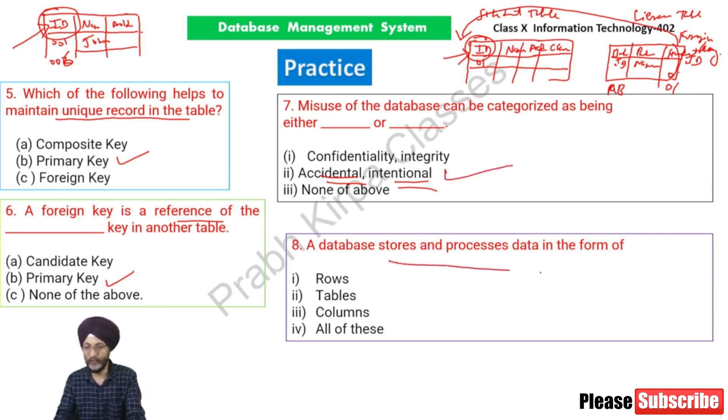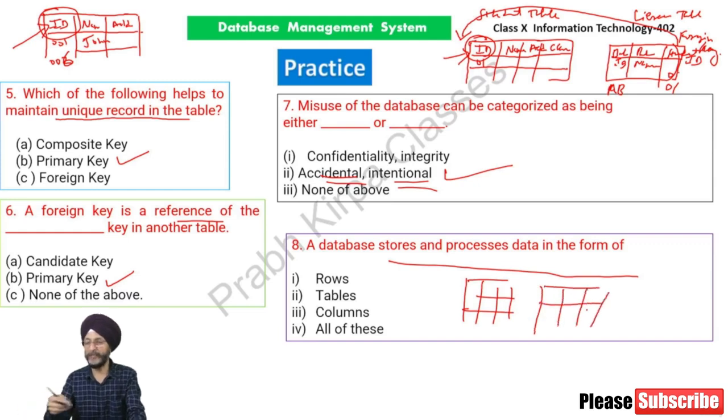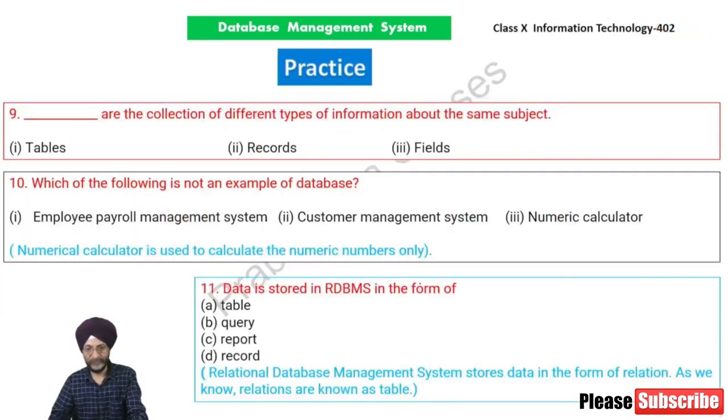A database stores and processes data in the form of, as you know, a database consists of a large number of tables. It can be a product table, employee table, supplier table, customer table, and much more. So a database stores and processes data in the form of tables. Next, ninth, dash are collection of different types of information about the same subject.